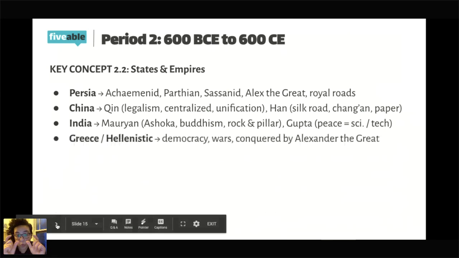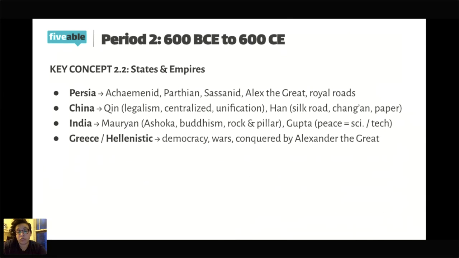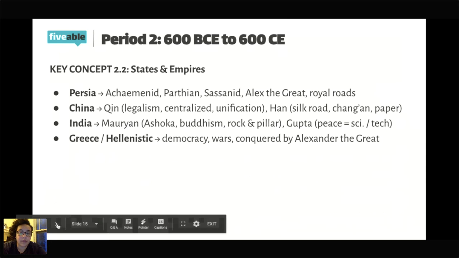Greece, the word Hellenistic is just referring to the Greek culture. And so make sure that you remember that is Greece. Some key facts to remember: democracy. There's a lot of infighting between the city-states, right? Like Athens and Sparta fighting each other. And then eventually it's conquered by Alexander the Great. And that's it. I mean, you've got your philosophers.